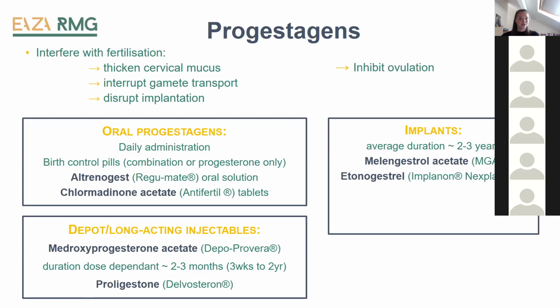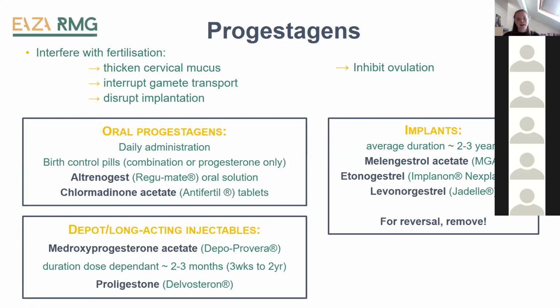Implanon and Nexplanon, so these are etonogestrel implants. And then also Jadelle, so levonorgestrel implants. If you are looking to breed from your animals that you've implanted with these contraceptives, we'd always advise removing the implants as well when they're given a breeding recommendation.